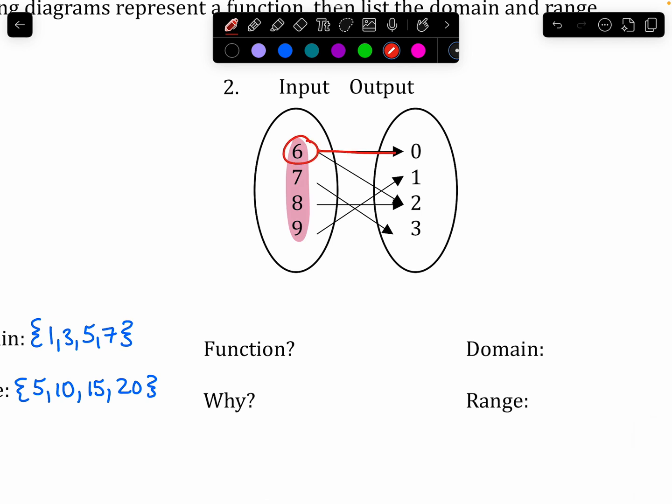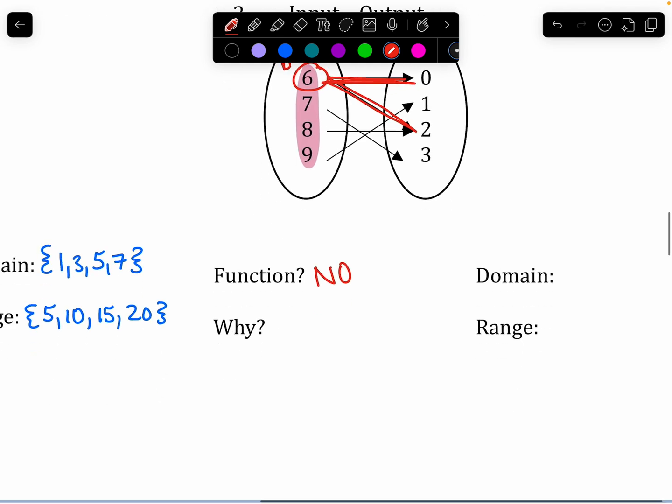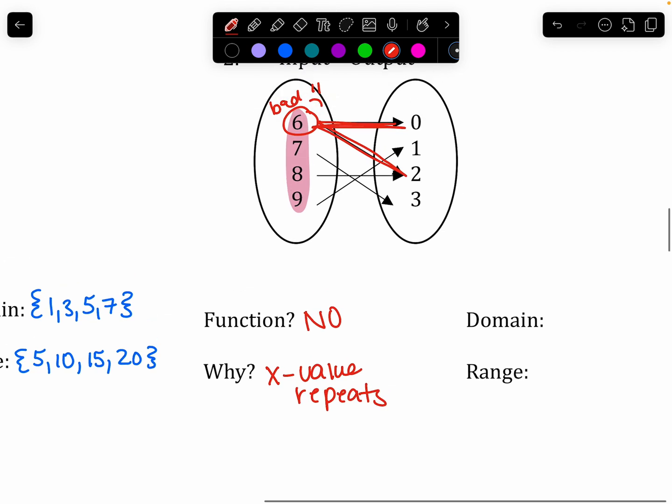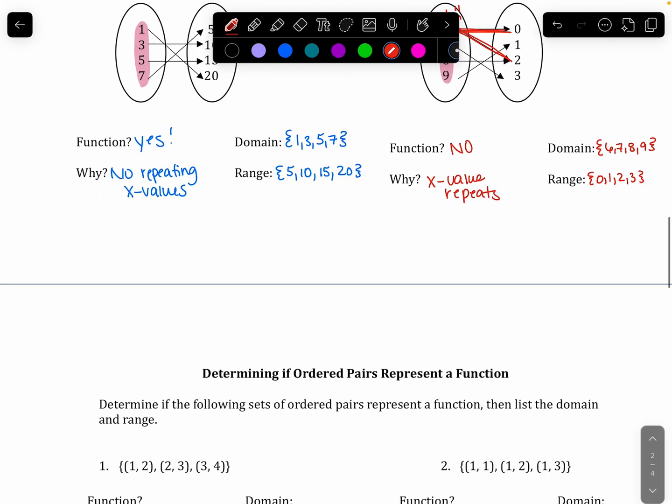Now when I come over here, do you guys see that 6 maps to both 0 and 2? That is bad, okay? That means that I have an x value with 2 different y values. I can't have that. So because of that right there, this is automatically not a function. Our domain is 6, 7, 8, 9. And our range is 0, 1, 2, 3.